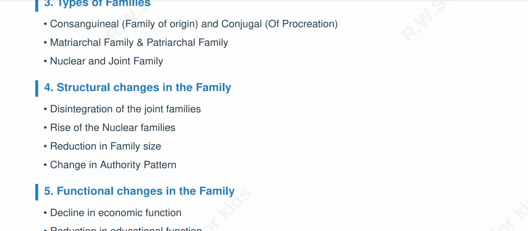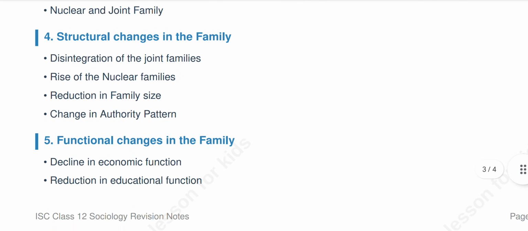I hope it's clear. Nuclear means like a small family. There'll be fewer members, and in a joint family there'll be a lot of members. Okay, this is all about that. Now, structural changes in the families: disintegration of the joint families.